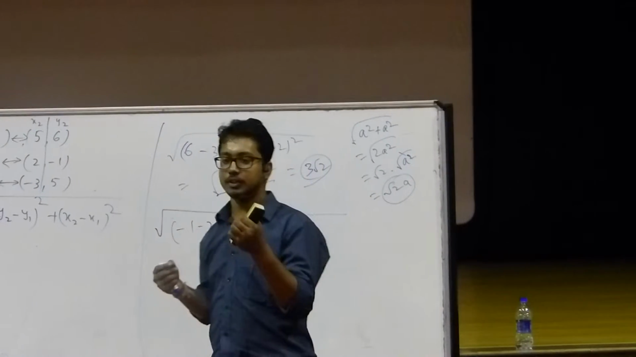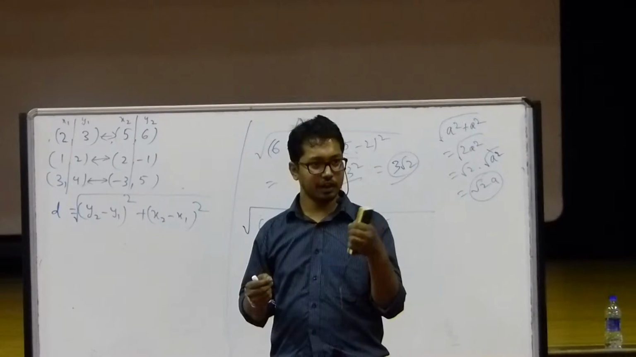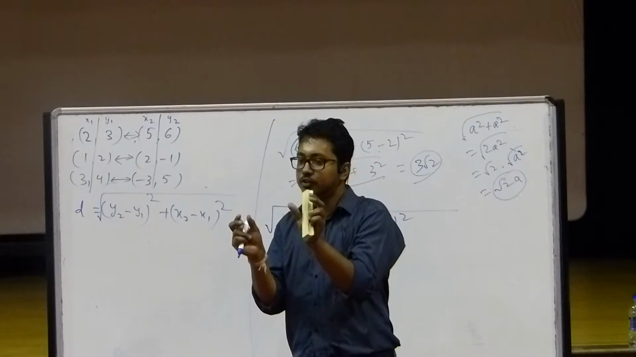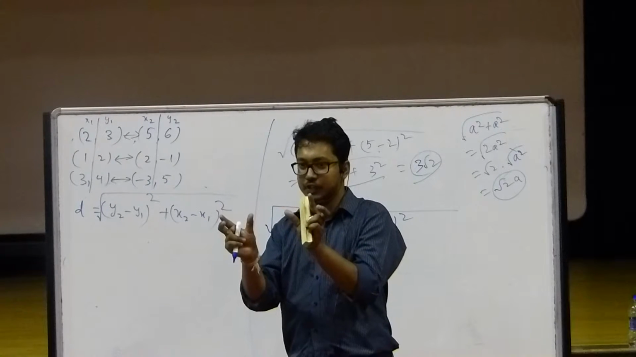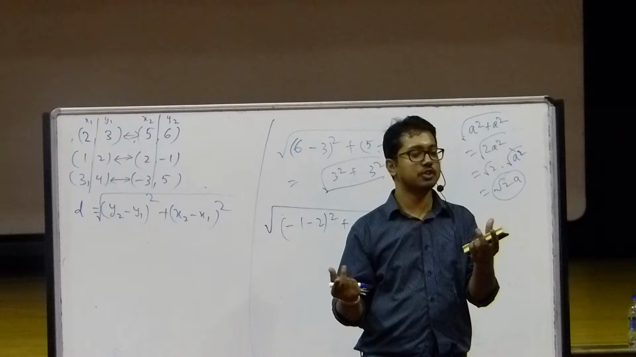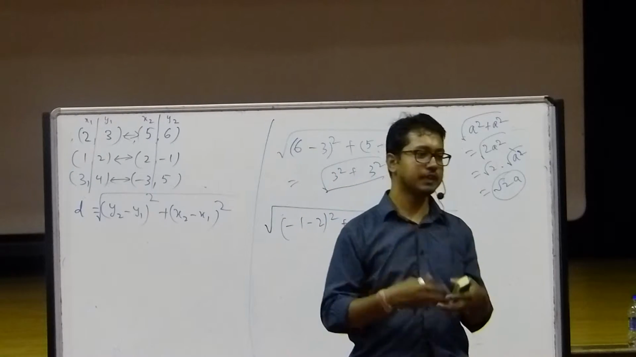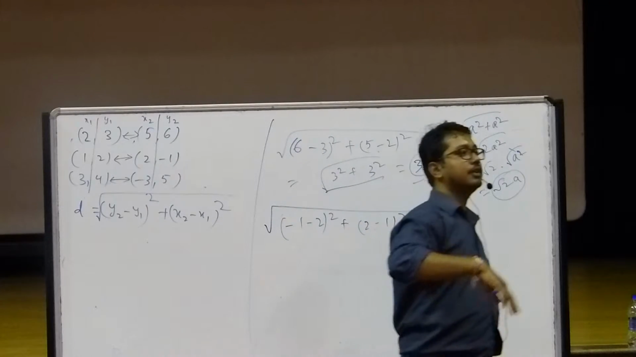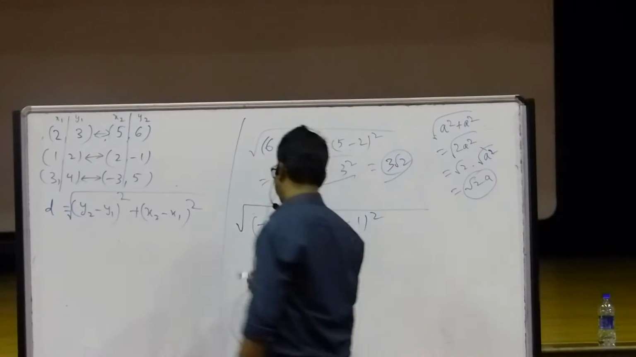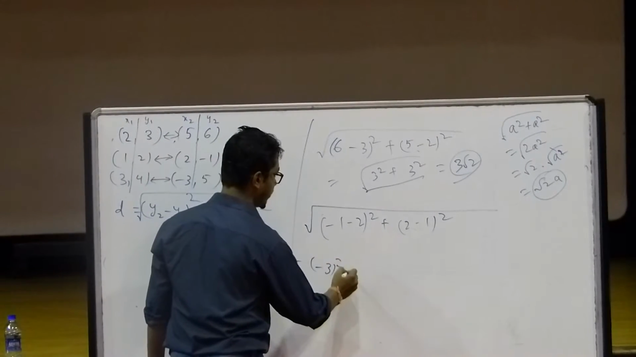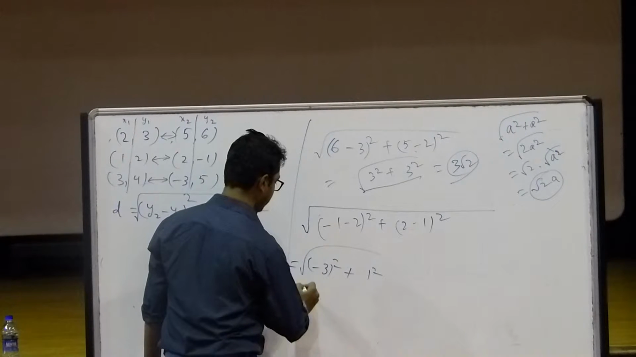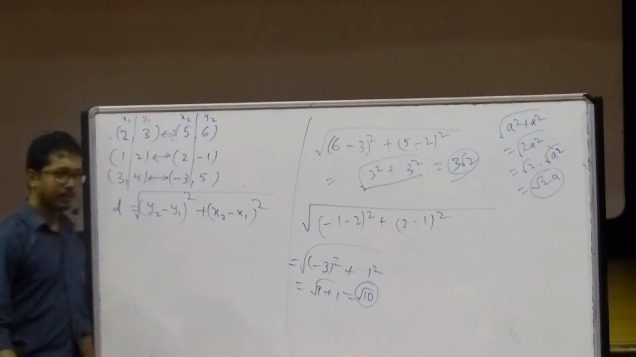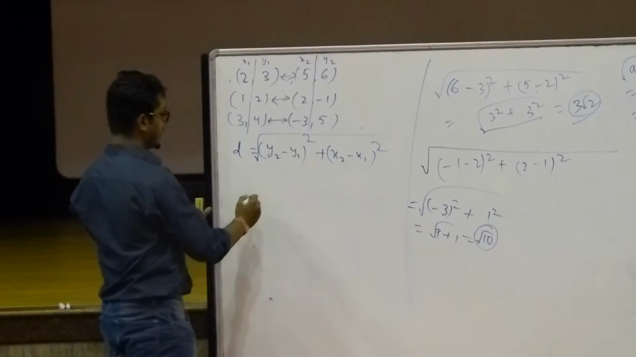Can a square be negative? Ever? No. Never. It can never be negative. To get a negative product, we need a positive and a negative number. But square means the same number multiplied by itself. If it is negative, the other number is also negative, so the product is positive. Positive times positive is also positive. So this is minus 3 square plus 1 square, which is 9 plus 1, root 10.